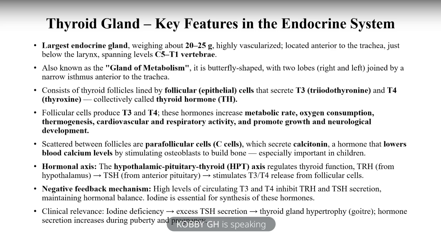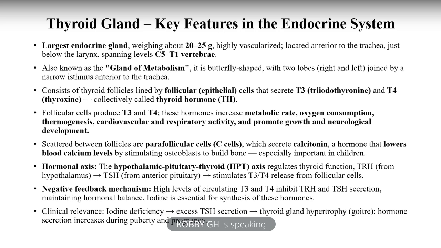So if I give you about 4 glands and I ask you to choose the largest, and you see the thyroid gland there, that's the largest. Simple as that. If I ask you which gland is also called the gland of metabolism, that's the thyroid gland. If we ask you where the thyroid gland is located, expect 2 things: either anterior to the trachea, or a gland between the fifth cervical vertebra and the first thoracic vertebra.